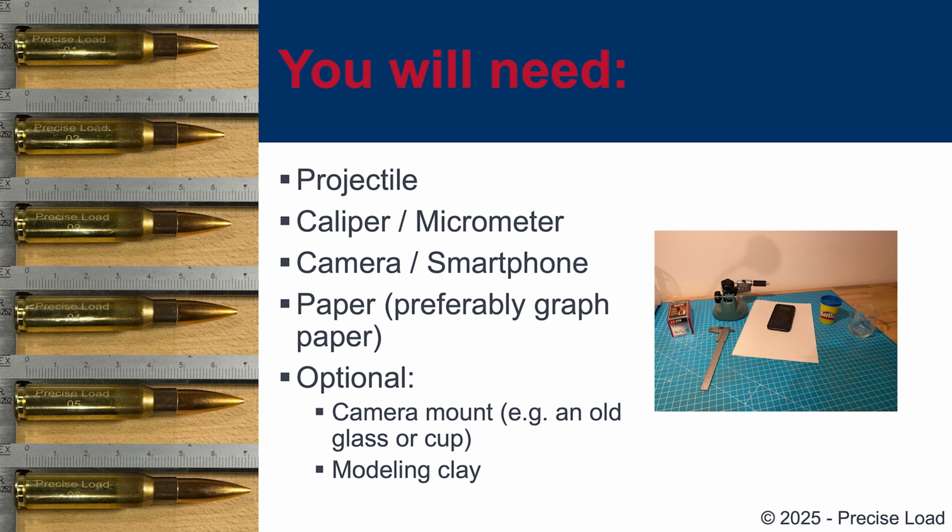So, what do you need? First, of course, you need a bullet. You will also need a measuring tool, ideally a caliper or micrometer, to measure the bullet's overall length and diameter. In addition, you will need a camera or smartphone, a sheet of graph paper as a background, and ideally something to rest your phone on. Personally, I use an old mustard jar that helps position the phone perpendicular to the bullet, which minimizes distortion.